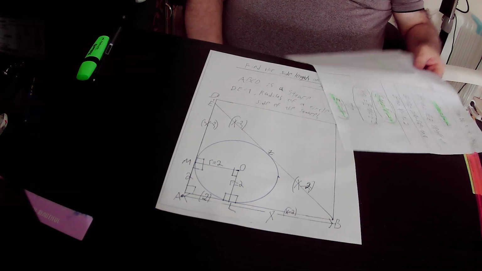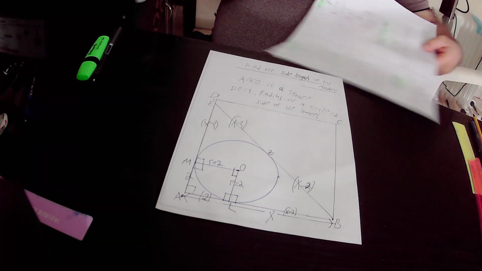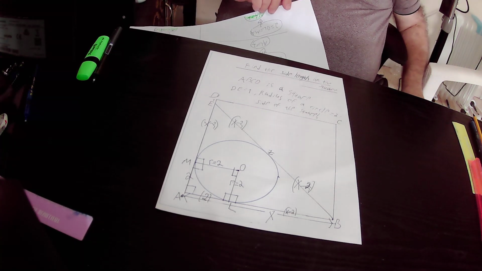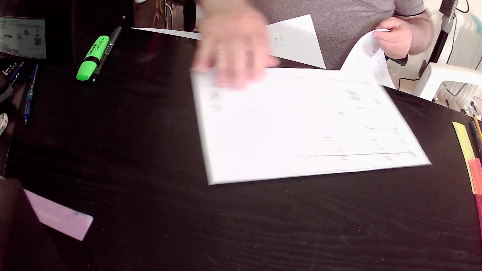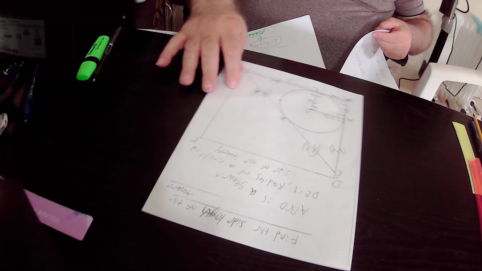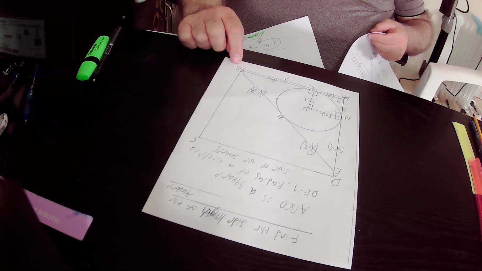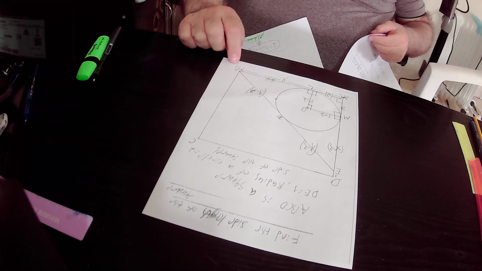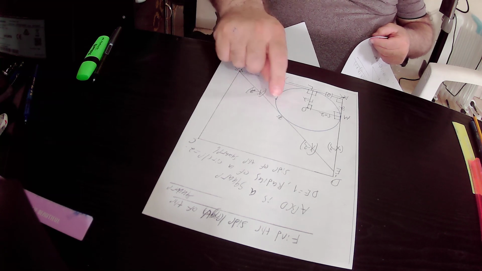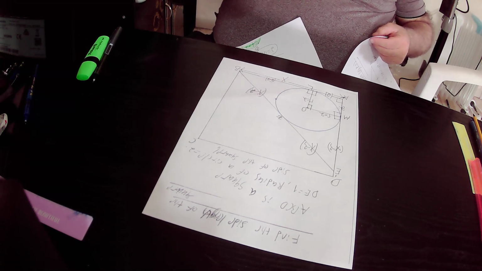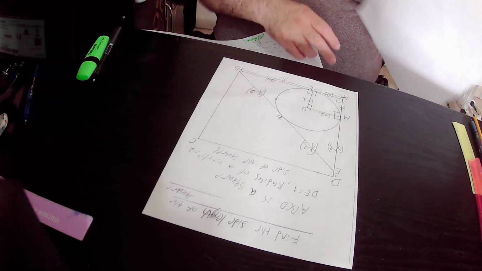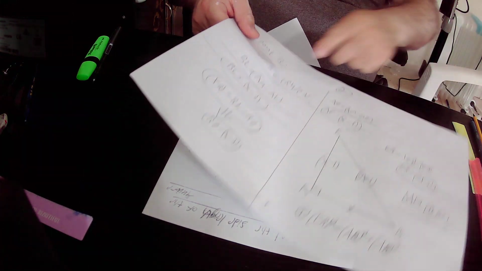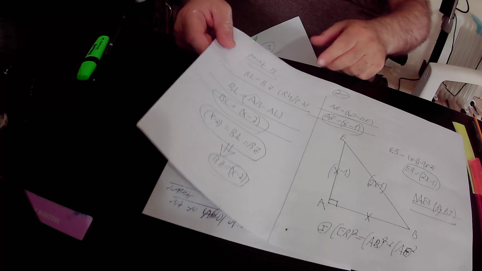Then we focus on the common external point, point B. From point B, we have two tangents to this circle, tangent BL and tangent BZ. And according to rule number 2, they are equal to each other. That is to say, BL equals BZ, according to rule number 2.